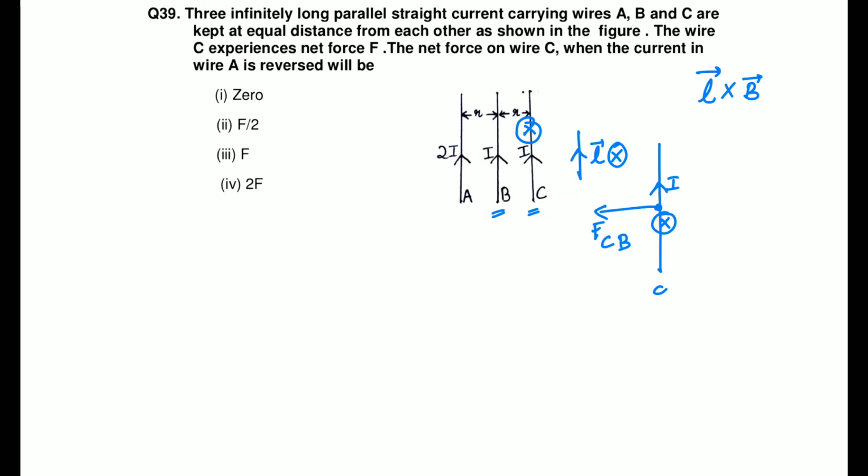Just forget about that for the time being. So I have this wire A right now, in which a 2I current is flowing, and you have to find out the effect of the force. Because of this 2I current flowing in wire A, there will be a magnetic field effect on this particular wire, and because of that there will be a force. So we have to find out what that force is.